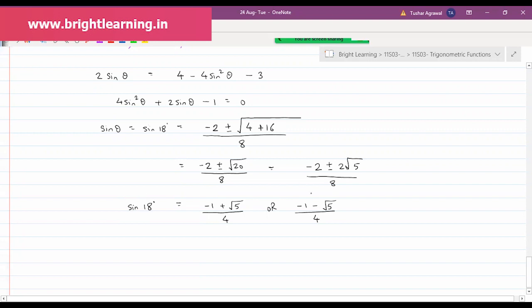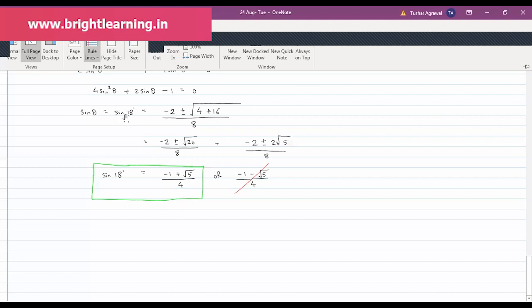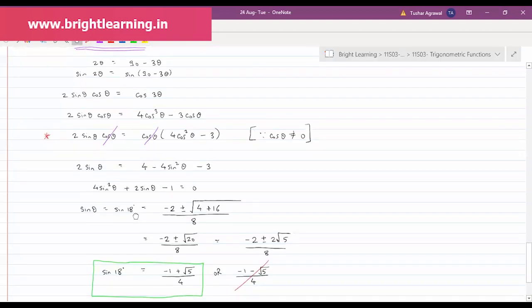Now obviously you can see that we will discard this negative value. Minus 1 minus root 5 upon 4 is completely negative. 18 degrees is in the first quadrant, so sine will be positive. Write this quickly, the answer. Everybody written? Shall I proceed ahead?